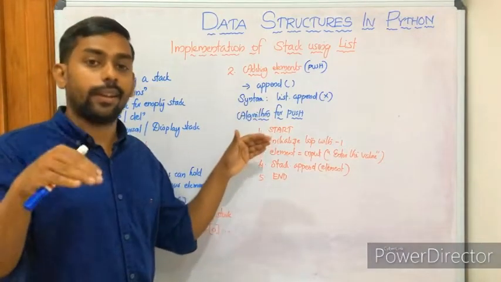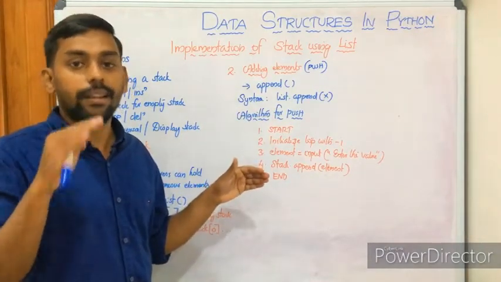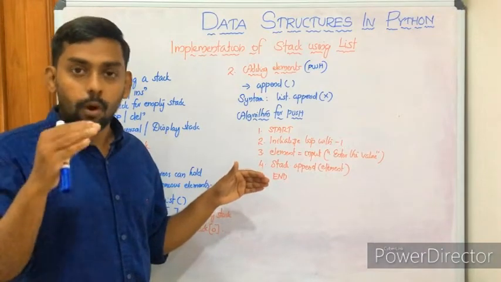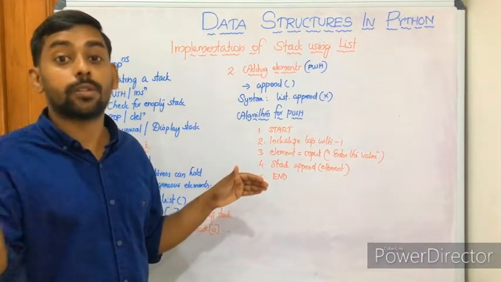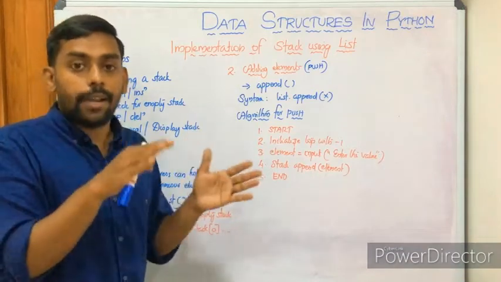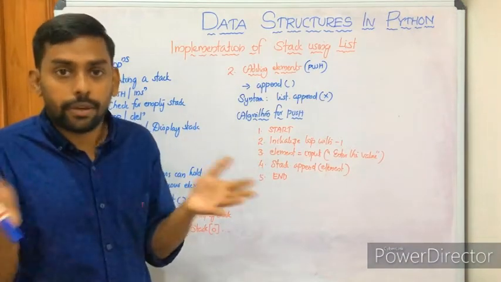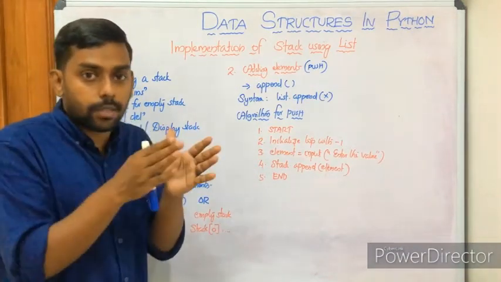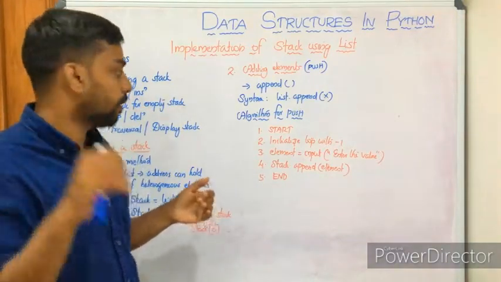So just after creating a stack as a list, there won't be any element at that time, so top must point to -1. Then -1 plus 1 is 0. When you have one element, it will be at 0, and -1 plus 1 is 0. Okay, hope you get it.